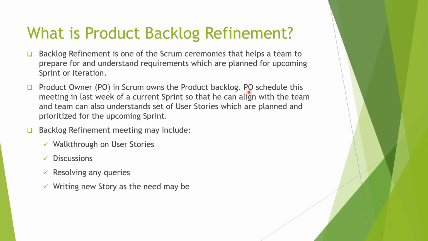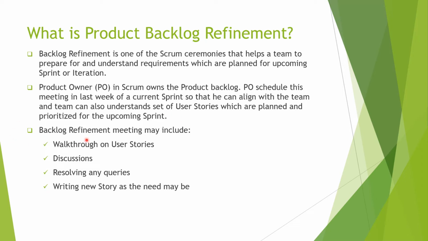The product owner schedules this meeting in the last week of the current sprint so that he can align with the team, and the team can understand the set of user stories that are planned and prioritized for the upcoming sprint. The PO is responsible for guiding the team in refining the backlog, helping them understand these new requirements or user stories coming in the new sprint, and the team can use this meeting to understand those.